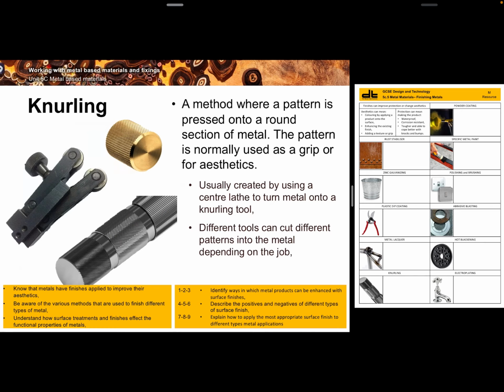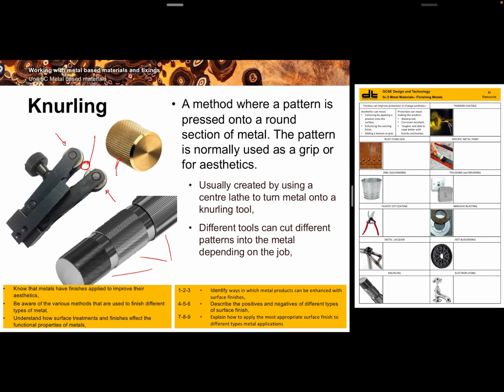Knurling. This is a method where basically a pattern gets pressed onto a round section of metal. Now, generally speaking, something like this has had the knurled pattern pressed onto it. That's the tool that you'd use to create it. And you just rotate the item inside here. As it's rotating inside there, the pattern's going to be applied to it. You're going to apply a little bit of pressure coming in to force the pattern into the material, but you can get various different effects like you can see down here.